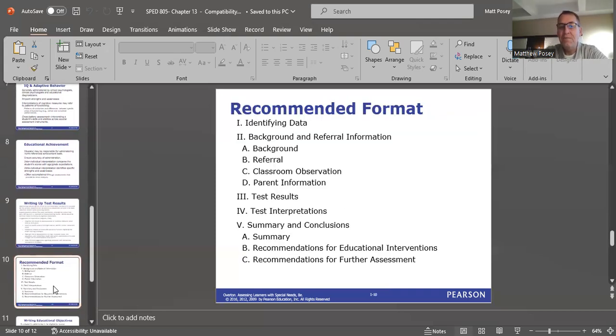Again, if you look at the example of the assessment that I provided, you will see it basically follows this format. Also, some of these items here, different points, are also found in the format that we have been using for your assessment reports. And so we're going to identify data of the student. We're going to give a basic name, their age, a little bit about them. We're going to talk about the background and referral information. We're going to talk about the student's background, the reason for the referral, any classroom observations, and any pertinent parent information.